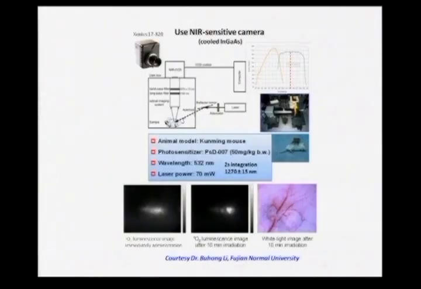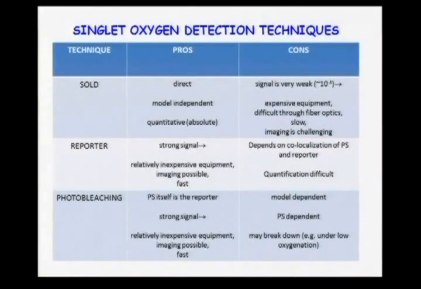Our colleagues at Fujian Normal University in China have recently used this cooled camera, which is somewhat more affordable, and have shown that you can actually do singlet oxygen imaging. So this is pretty nice. At least in an animal model, it starts to move into reality.